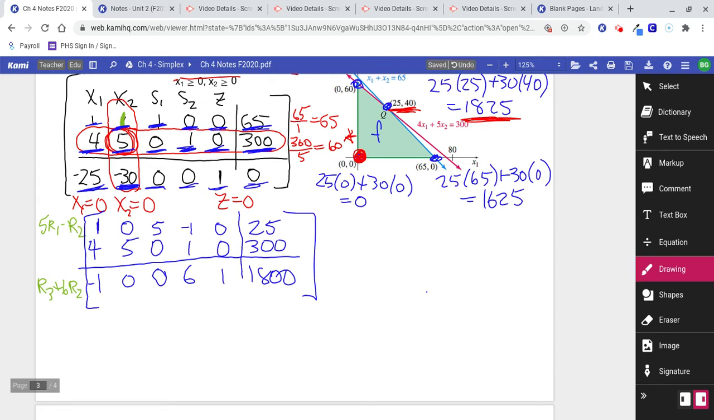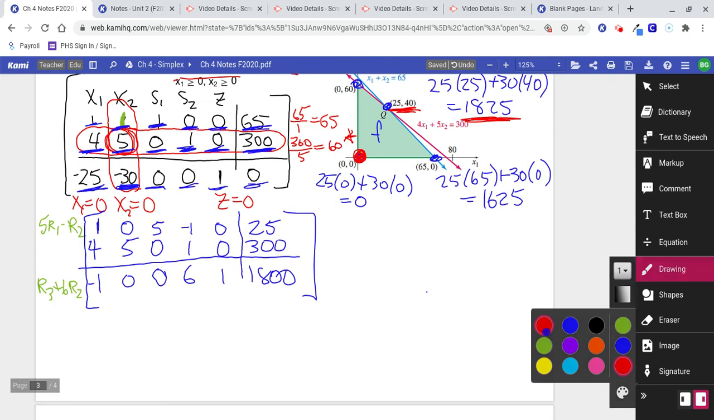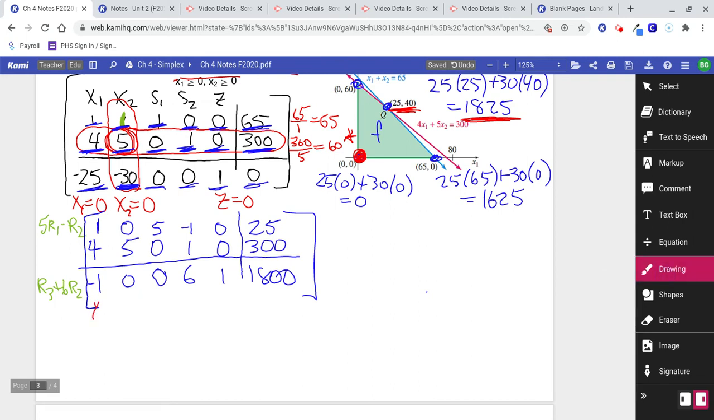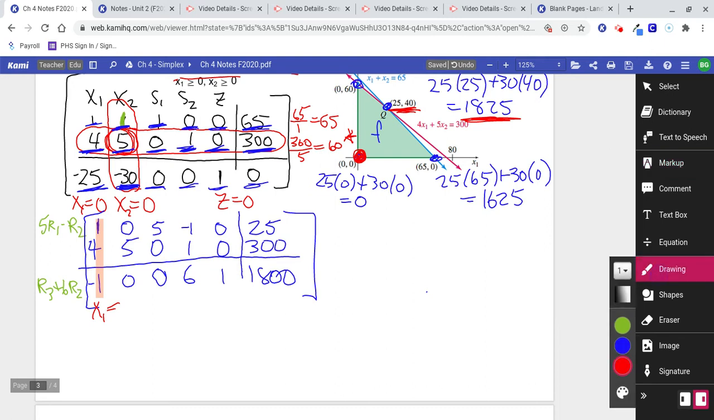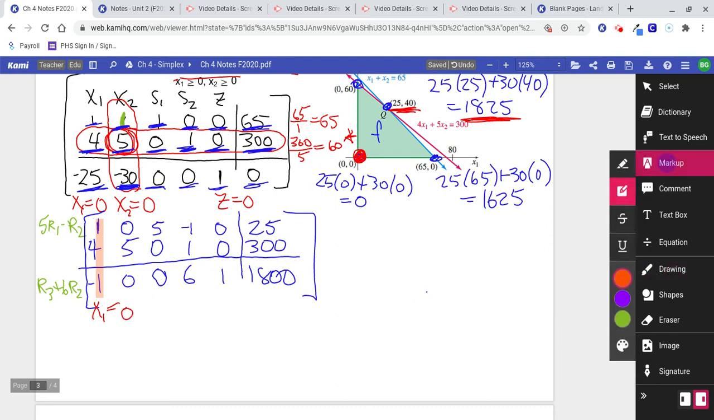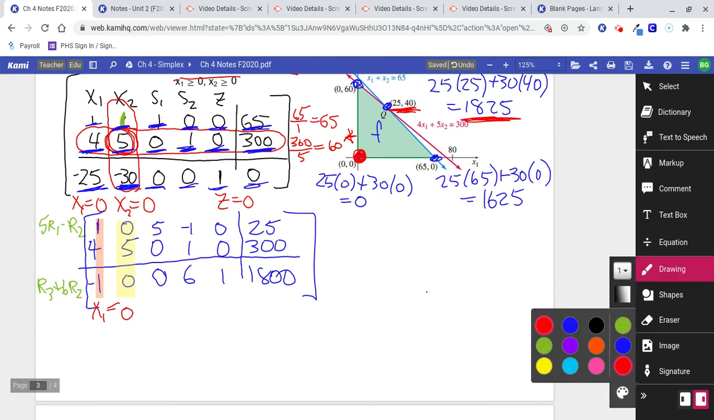Okay. So we can read a solution out of this. Your X1 value is what? Can you see it? X1 is non-basic. So X1 is 0. X2 is basic. What's X2? 300 divided by 5 is 60. And then Z would equal 1800, right?